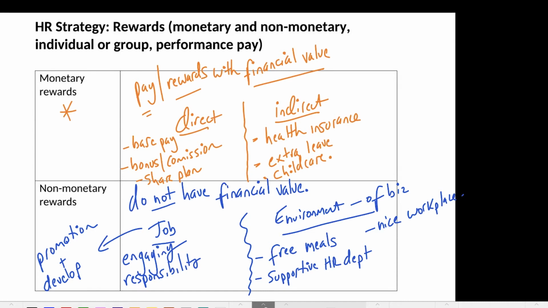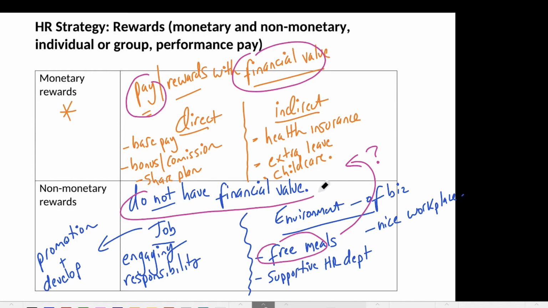Look, I think that free meals could probably sit in here maybe. Depends. I don't think it's a huge distinction between those two, but I think that the meals and all things are very much part of the workplace environment. Still, the key thing is, okay, monetary rewards, pay, they have financial value. Non-monetary, they don't really have financial value, but they're still important to people because it is still a strategy here in order to attract employees.